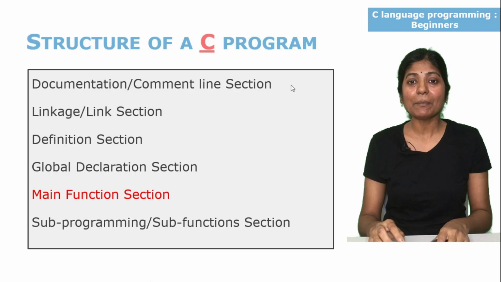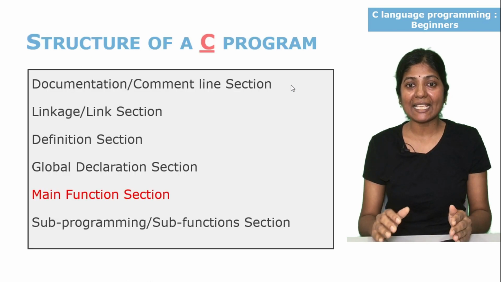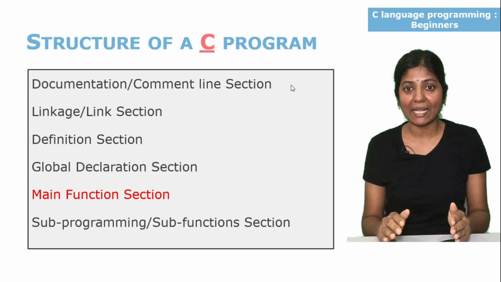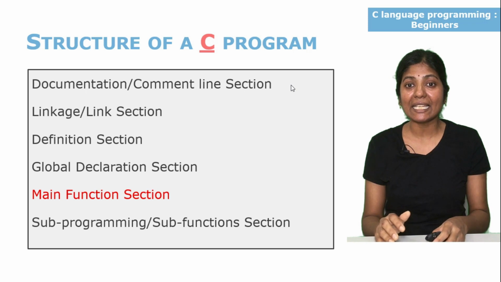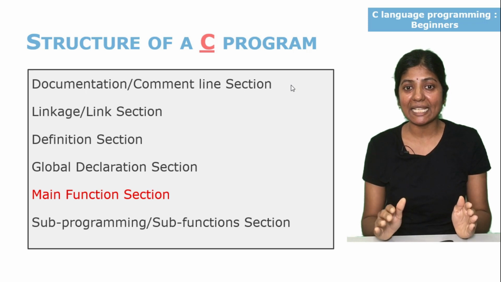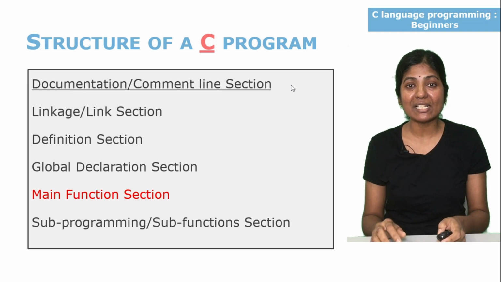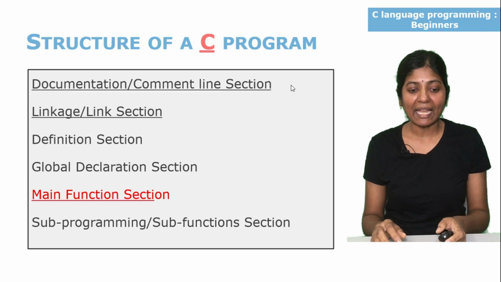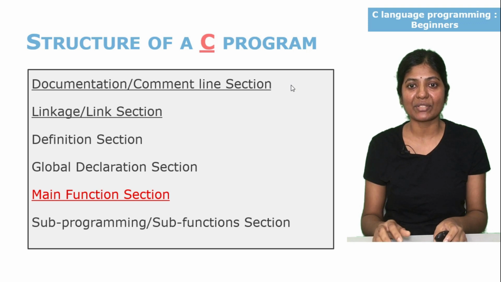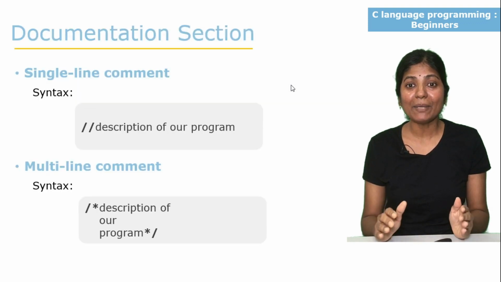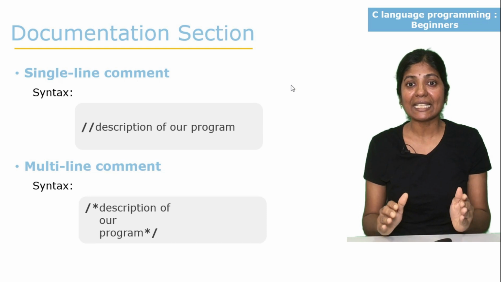Let's start. In the previous video, we learned that a C program will contain different sections, and we also learned that every C program must have a main function section. To start writing basic programs in C, we should know about three sections, which are the documentation section, linkage section and main function section. We also learned that in the documentation section, we should write the title and author of our program.